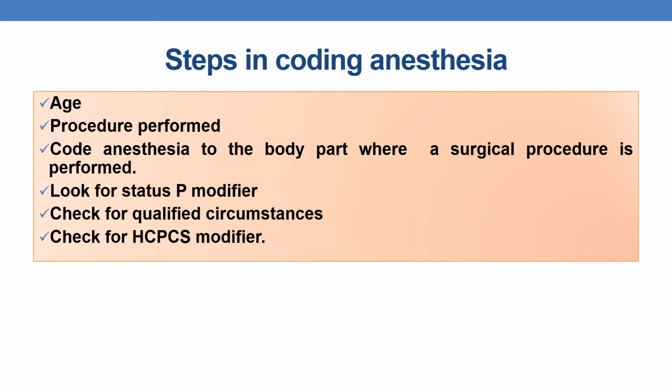Anesthesia codes are categorized based on the body regions. And finally, you have to look for status P modifier. Then you have to check for qualified circumstances if there are any qualifying circumstances. And finally, you need to address if there are any HCPCS modifier. These are the 6 steps that must be taken into consideration before coding anesthesia codes. By this, we complete CPT coding guidelines for anesthesia.